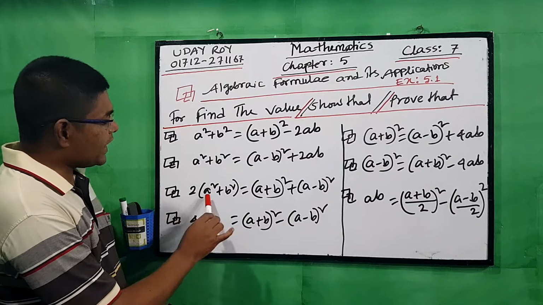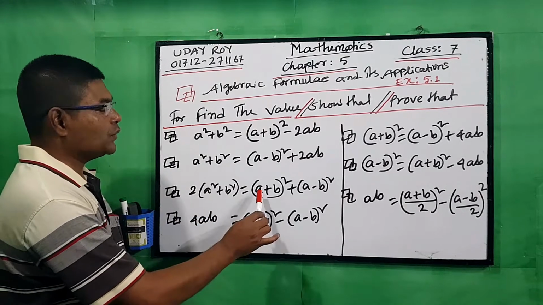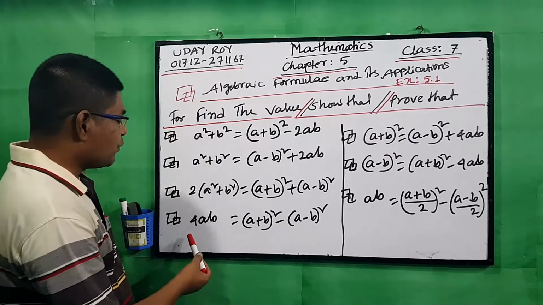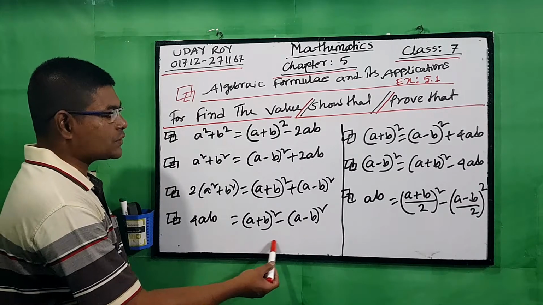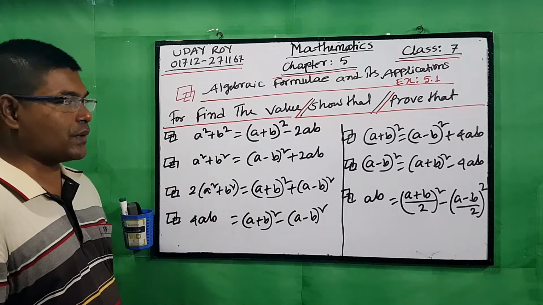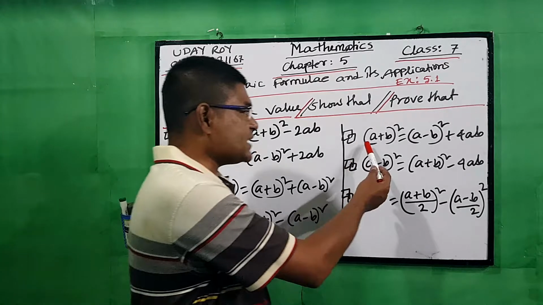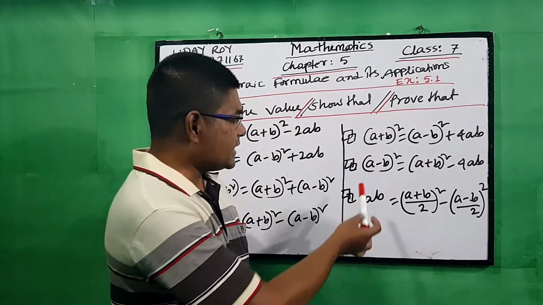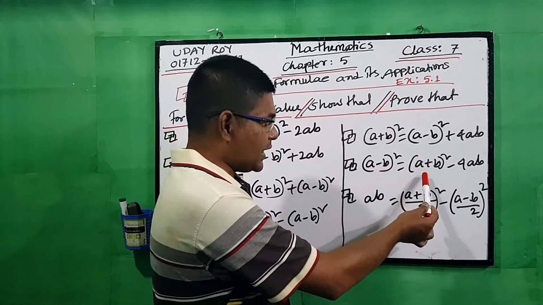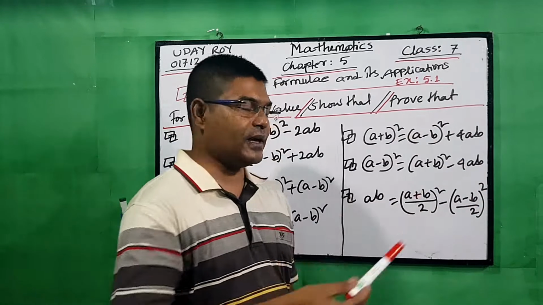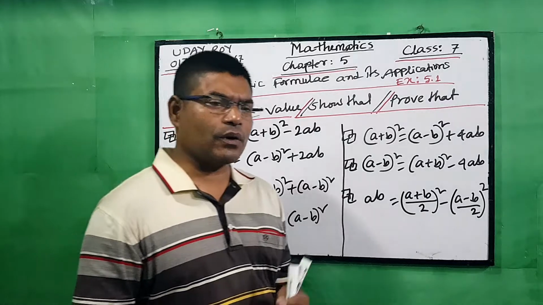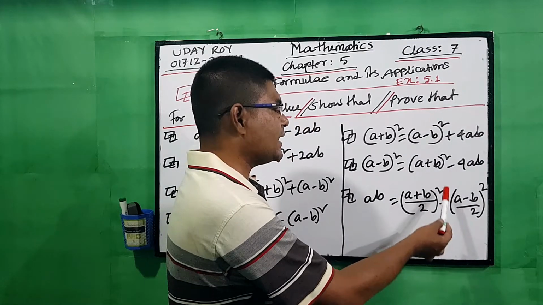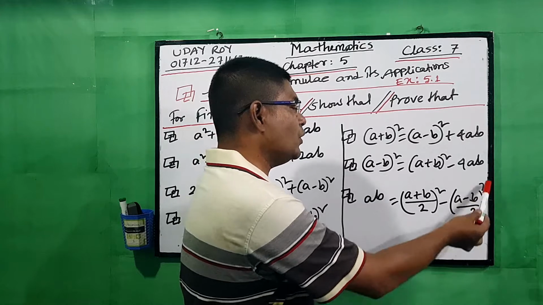And 2 into a square plus b square equals a plus b whole square plus a minus b whole square. And 4ab equals a plus b whole square minus a minus b whole square. And a plus b whole square equals a minus b whole square plus 4ab. And a minus b whole square equals a plus b whole square minus 4ab. And another important corollary is ab equals a plus b by 2 whole square minus a minus b by 2 whole square.